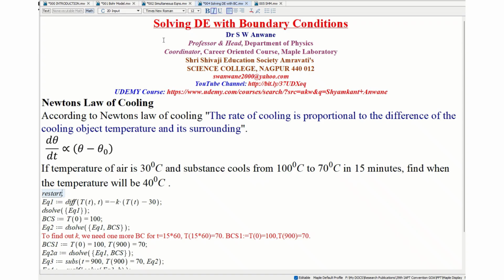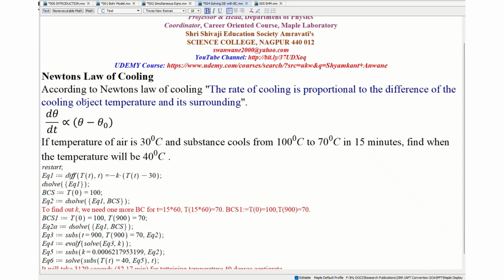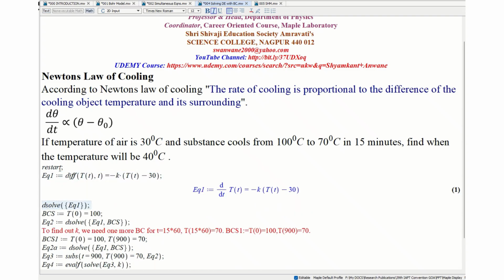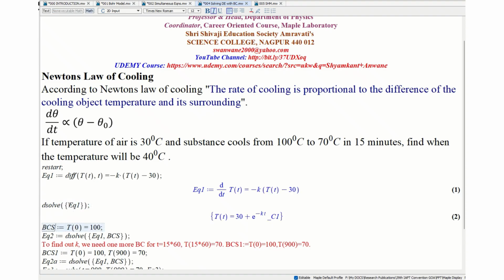Very quickly we shall roll through Newton's law of cooling. Now here I am not interested in elaborating Newton's law, but I am writing equation 1 as the differential equation which states the rate of cooling is directly proportional to the difference of temperature. This negative sign indicates it is a rate of cooling. So we can solve the equation.